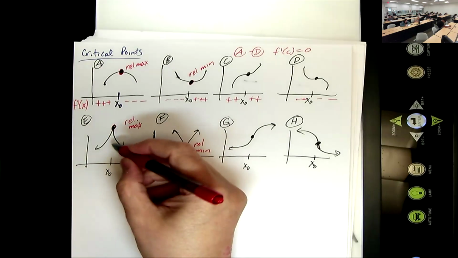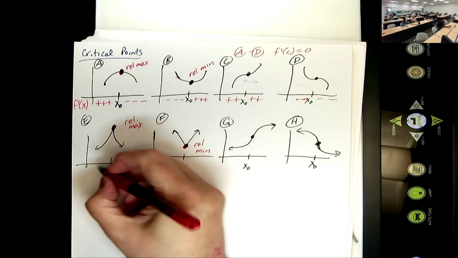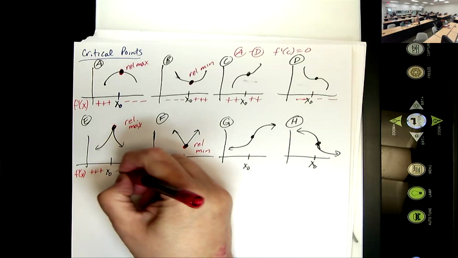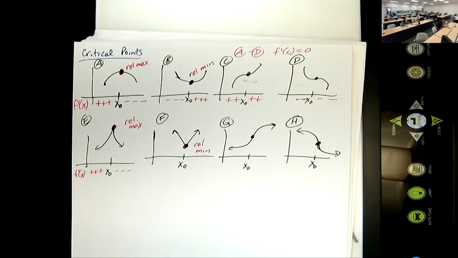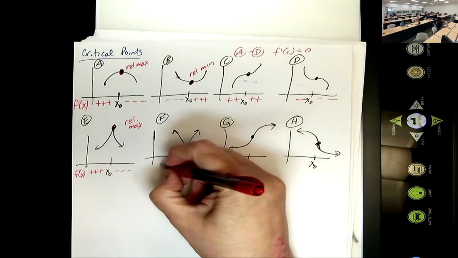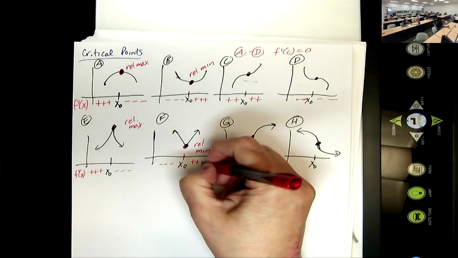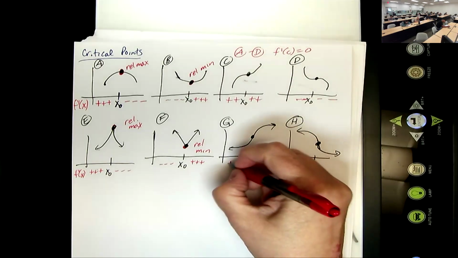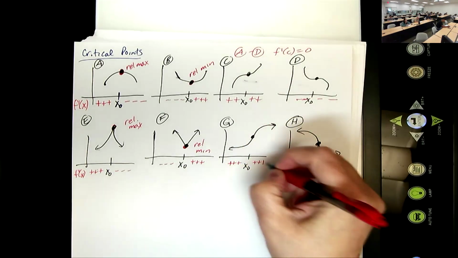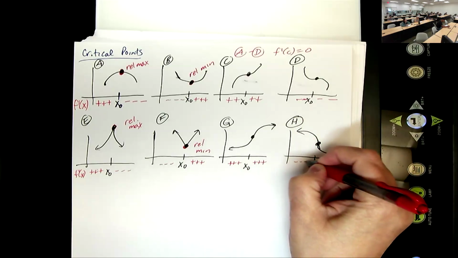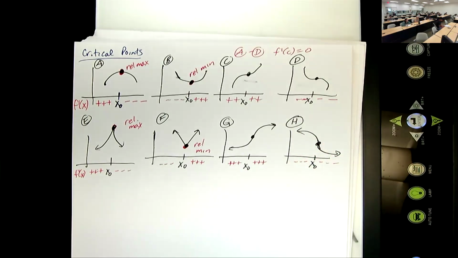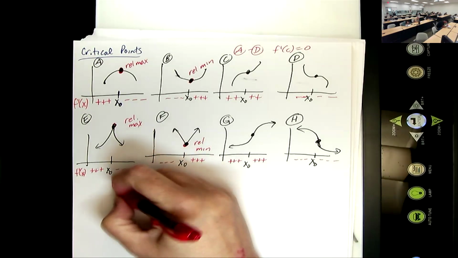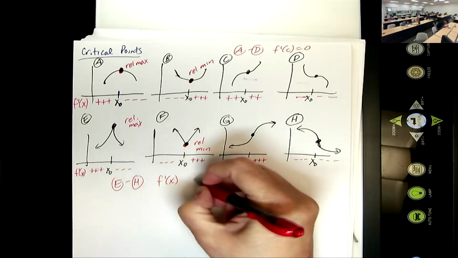If we look down here, this has something similar for each of the slopes. This is positive on the left, negative on the right. This is negative on the left, positive on the right. This one is increasing on both of them. And this side is decreasing on both of these. But on E through H, f prime of x does not exist.